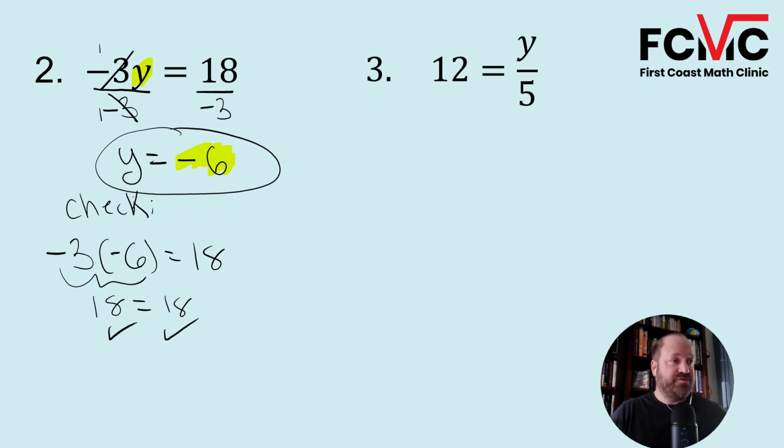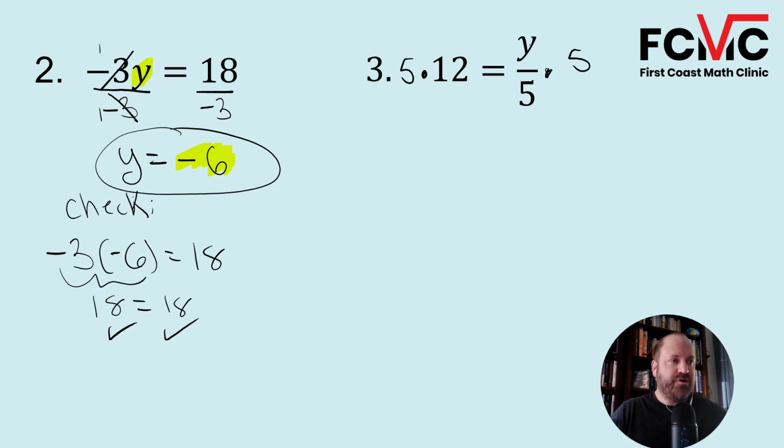For number 3, we get 12 equals y over 5. We're dividing y by 5. How do we undo division? To undo division, or any fraction we have, let's multiply. So I'm going to multiply by 5 and multiply by 5 on the left and the right side.